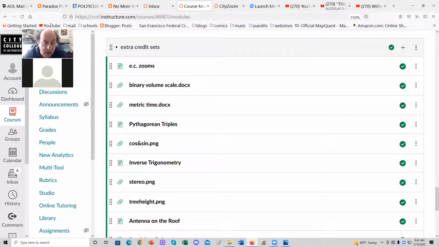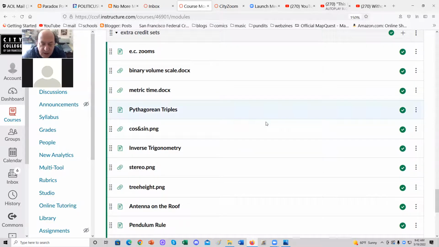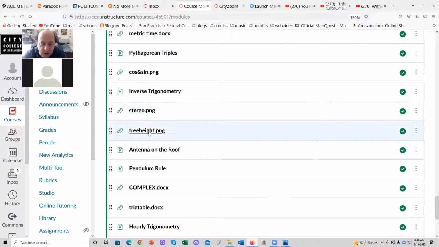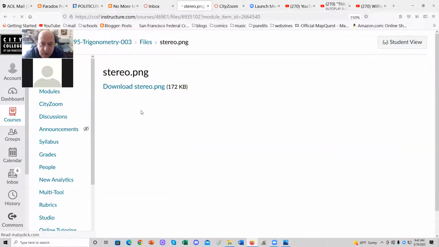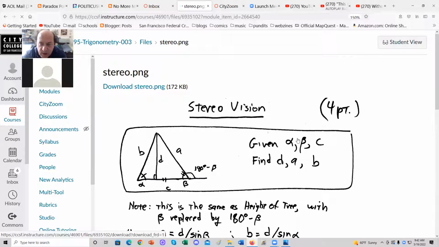All right, now for now, I think what I'll do is cover some of the extra credit sets, specifically these three: stereo, tree height, and antenna on the roof. Stereo. Okay, this is about stereo vision.